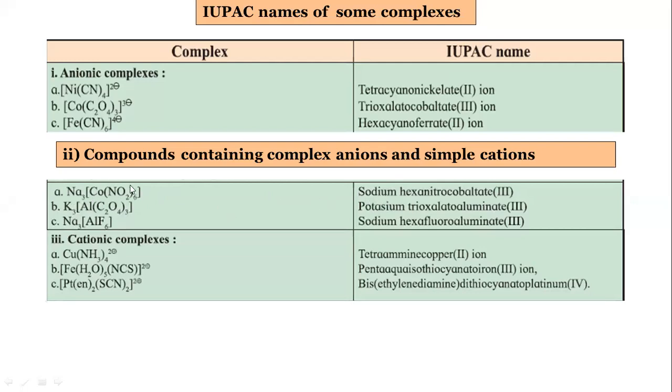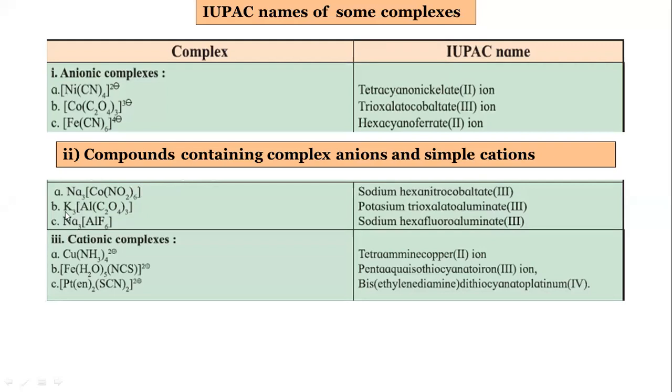Then come to the ligands. How many ligands are there? 6, which indicates hexa. Then nitro: this NO2 ligand is nitro, and this is cobalt. It is converted into cobaltate. And 3. Why is it converted? Because this complex is negatively charged, since these counterions are positively charged. We will take the second example, then we will understand.